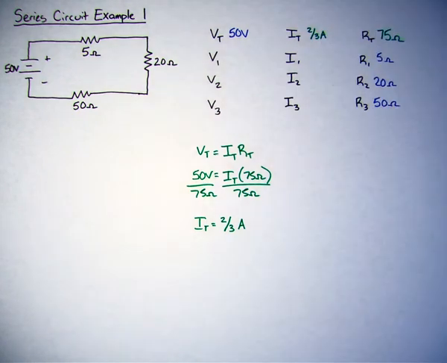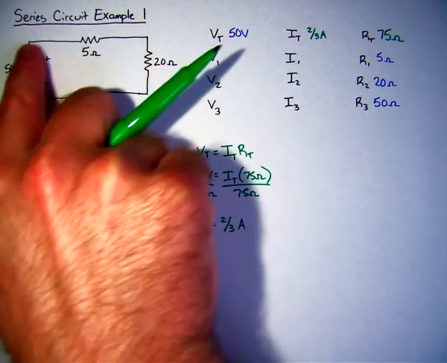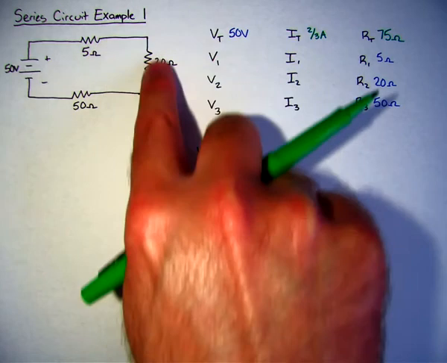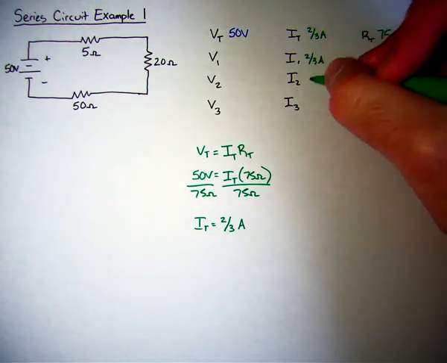Now why that's helpful is because we know in a series circuit, the current remains the same throughout. And so since the current remains the same throughout, that means that all of my other currents are also 2/3 of an amp.